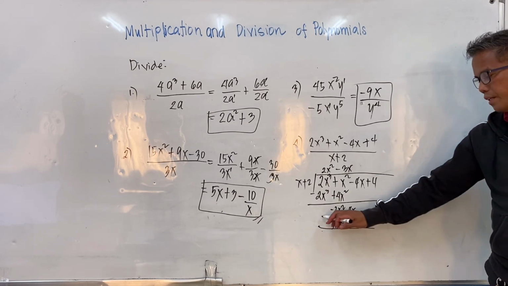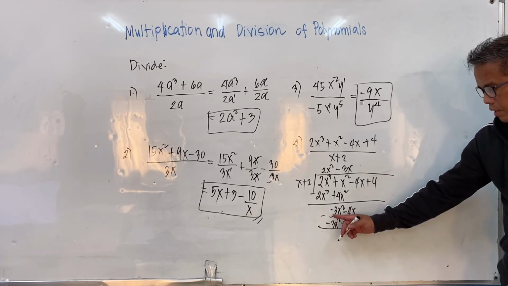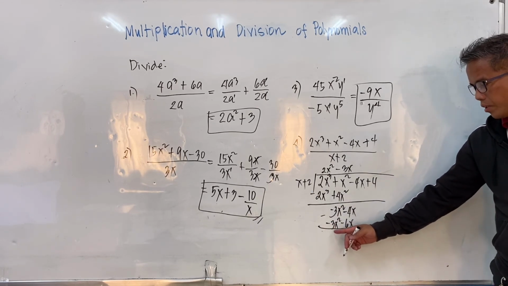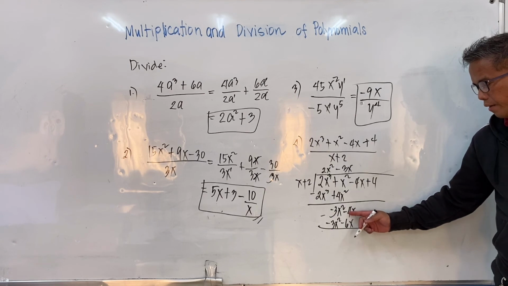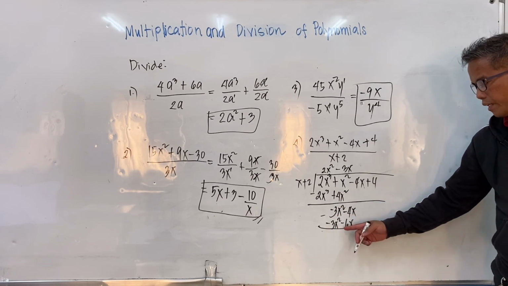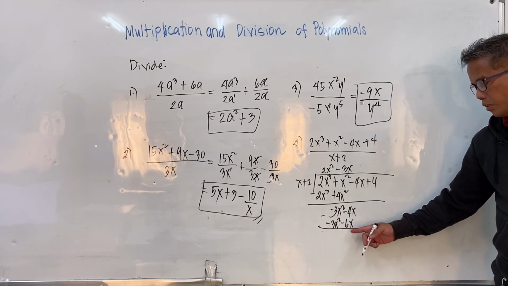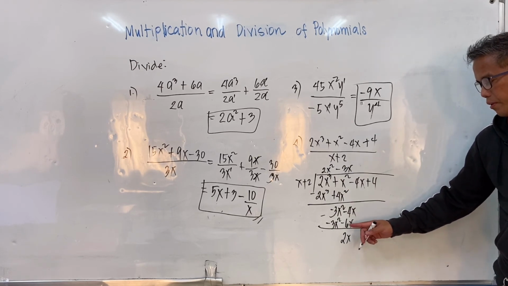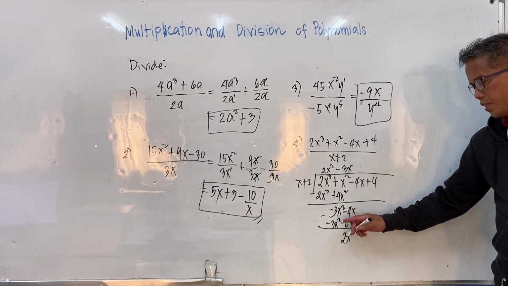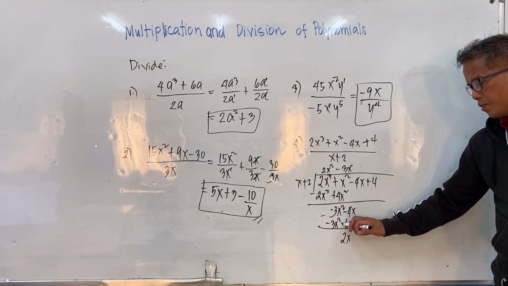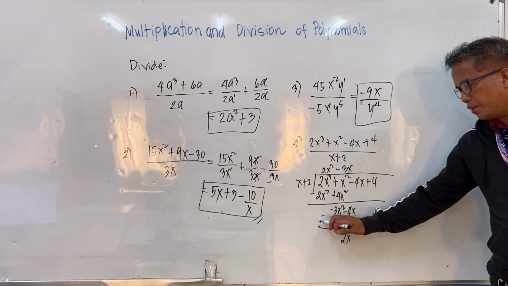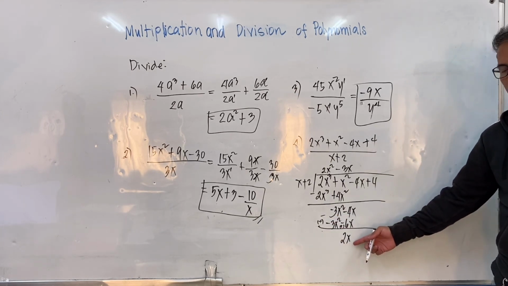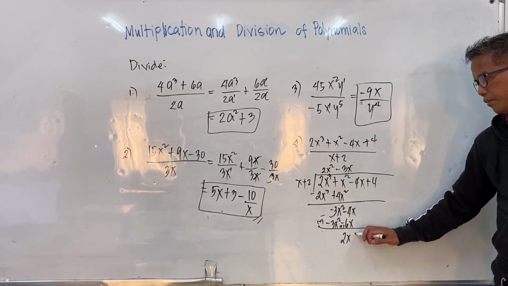Then subtract again. We have now 0. Negative 3x squared minus negative 3x squared is 0. Negative 4x minus negative 6x is equals to positive 2x. Why positive 2x? If we divide, change the sign of the subtrahend and proceed to addition. So change the sign, it will become positive and proceed to addition. So the answer is 2x. Then bring down 4.